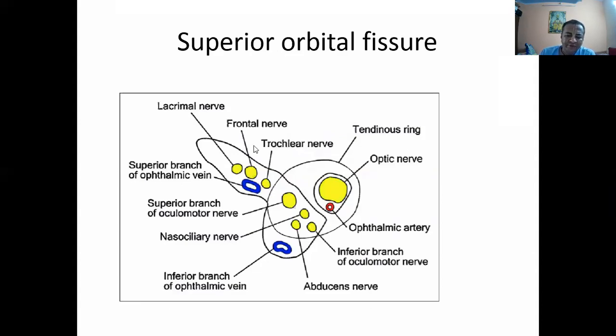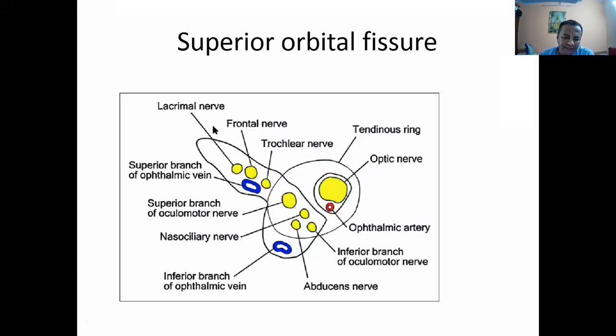Now this is the diagram of the superior orbital fissure. In the superior orbital fissure, this is the medial part, this is the lateral part, this is the intermediate part. In the intermediate part, we see the nasociliary and two branches of oculomotor, and abducens: ANO. Laterally is LFT: lacrimal, frontal, trochlear nerve. So laterally LFT, intermediate part ANO. In the lateral part there is the superior ophthalmic vein, and the inferior ophthalmic vein is in the medial part.